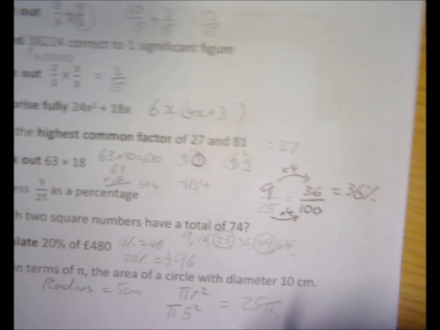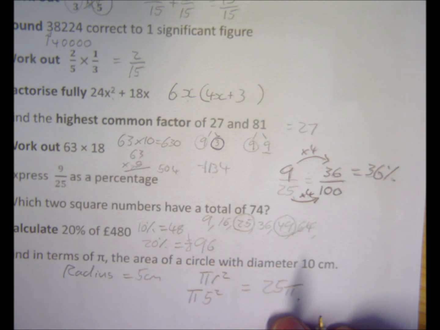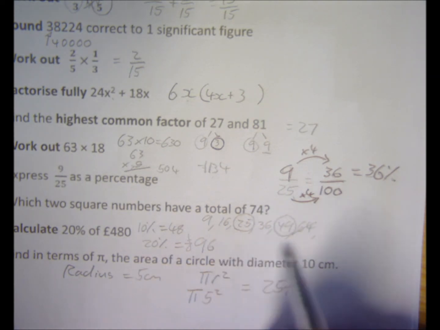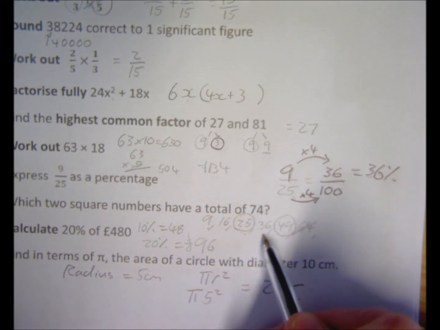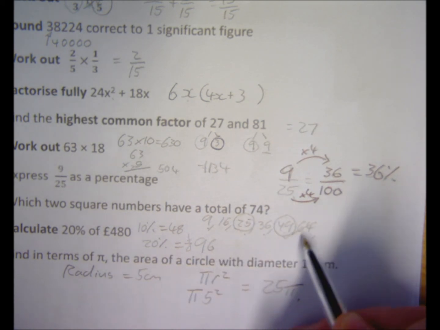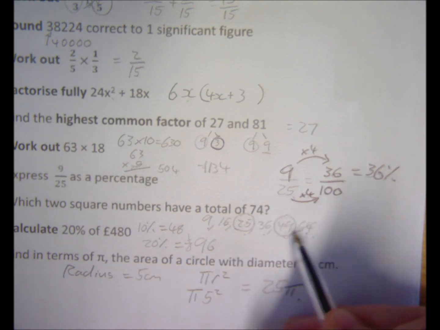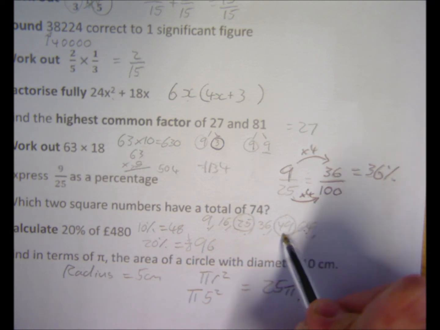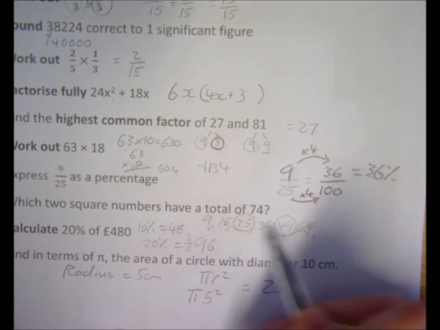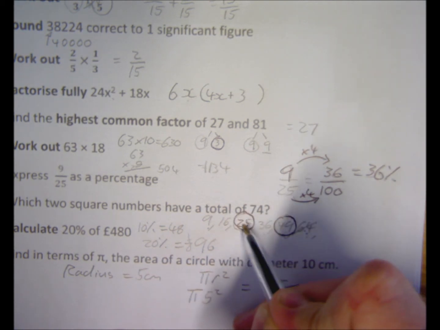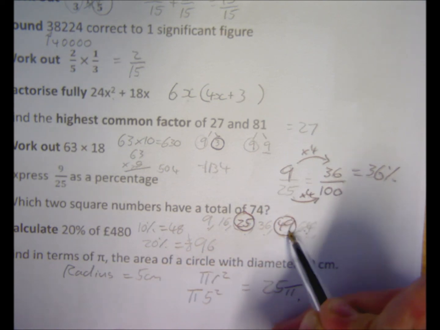Which two square numbers have a total of 74? Well, I don't really know off the top of my head, so I'm going to write out a few of the square numbers. 9, 16, 25, 36, 49, 64. 8 times 8, 64. Add 10 would work, but 10 isn't a square number, so I'm going to forget that. 49, that's nearly 50, so I need 24, one more, 25. So actually, the two square numbers turn out to be 25 and 49.